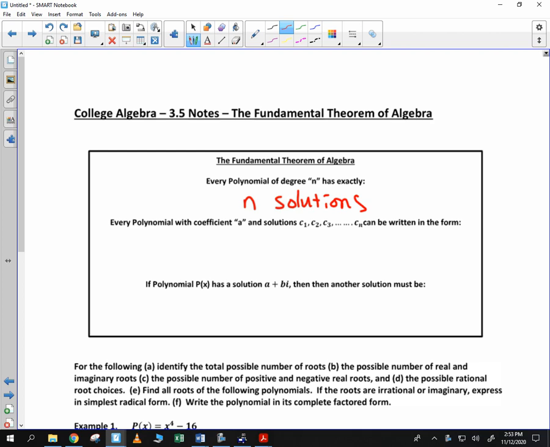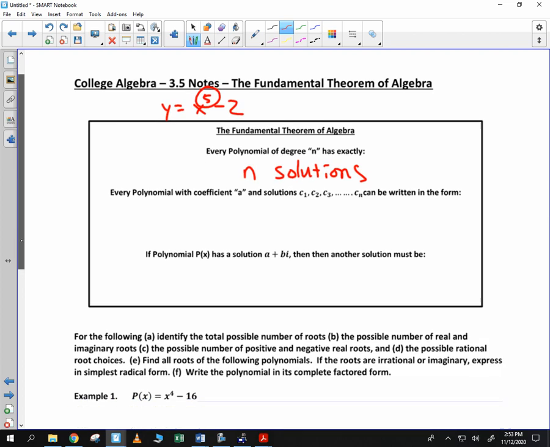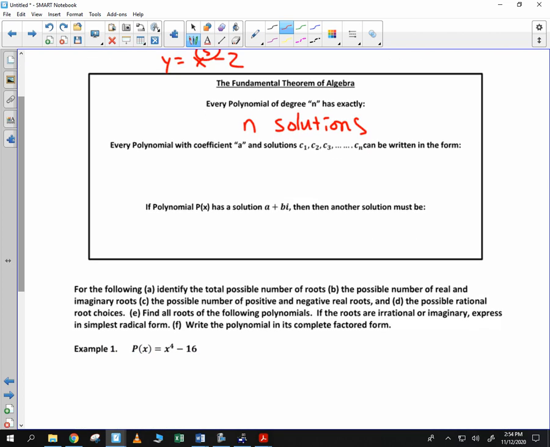So what that means is what we've already talked about. If you have, say, y is equal to x to the fifth minus 2, even though it appears very simple, it has 5 solutions. The solutions may consist of real solutions and imaginary solutions. So we say it's a total of n solutions.